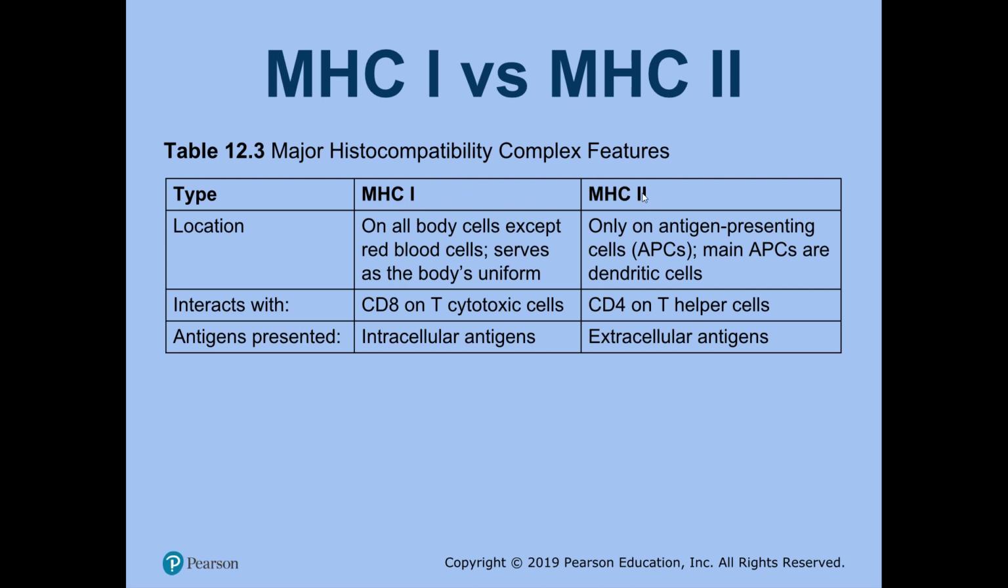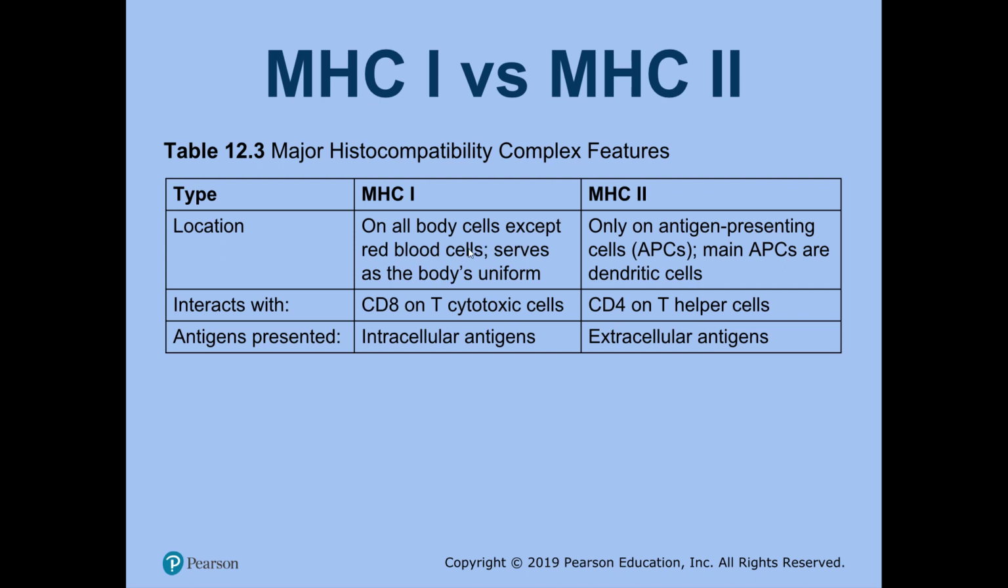The MHC2s are only found on the antigen presenting cells, those dendritic cells and those macrophages. So just think about the dendritic cells and the macrophages having both MHC1 and MHC2. The way I remember that is MHC1 is number 1, so it's number 1 in our body, on all the cells. And just note that it's not on the red blood cell.